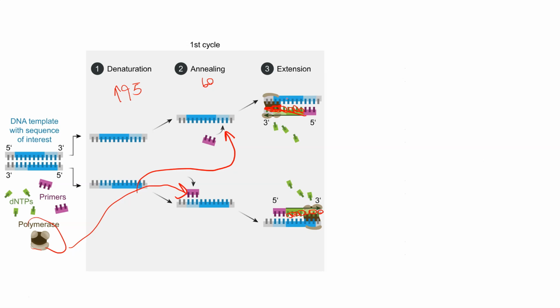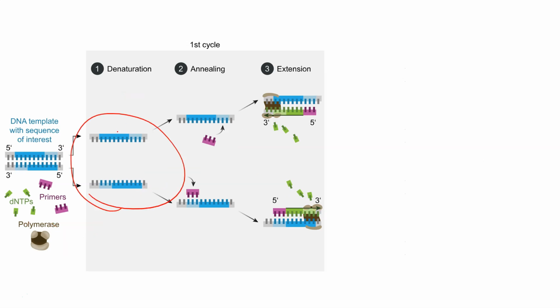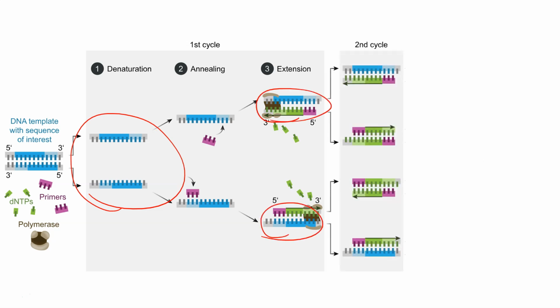We're just making that happen here for this little small chunk. Okay, so now we've started with one fragment of DNA, and we've ended up with two. And then we can just repeat the whole cycle again. So the second cycle, again, you'll open these up, the primers will bind, and the polymerase will then replicate it.